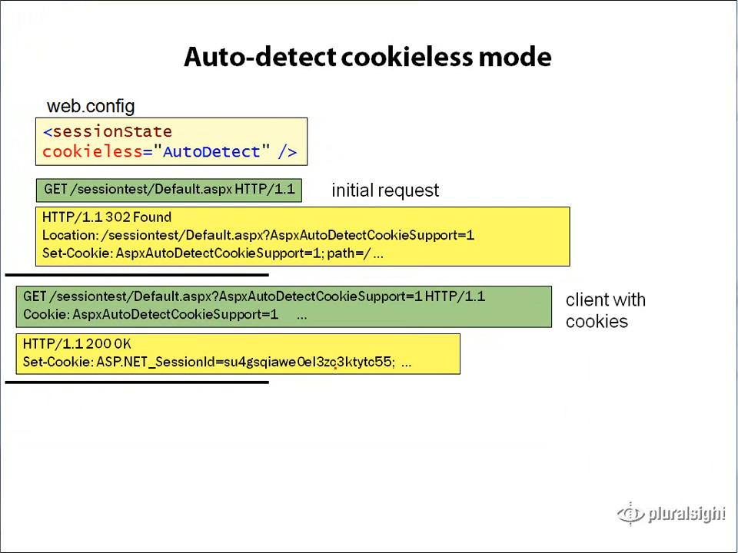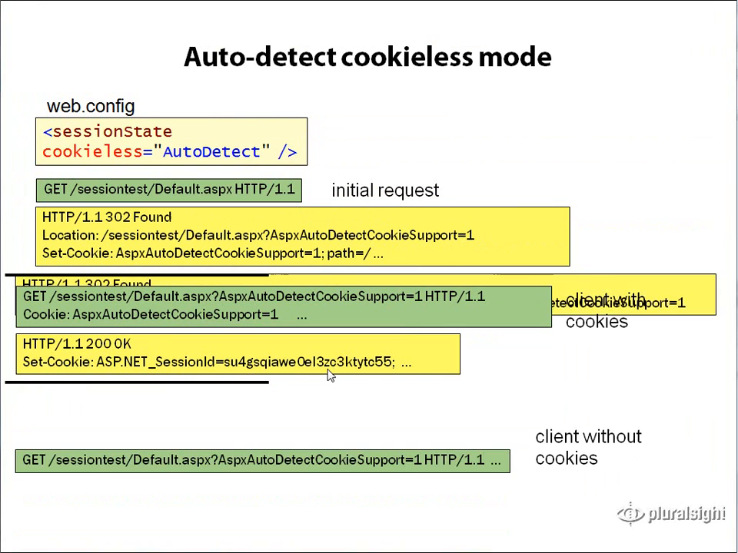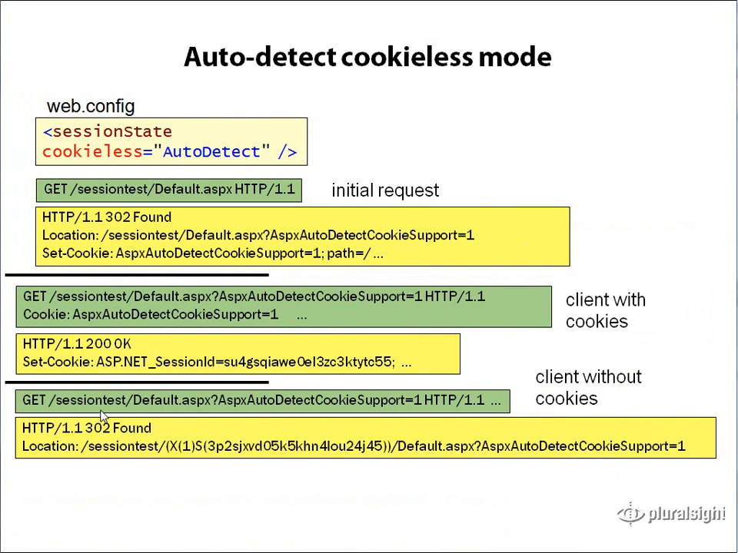On the other hand, if the client comes back with a new request that does not include the cookie, as you see in this scenario, so there's no cookie here, we're going to have to fall back on URL mangling. So we send another redirect, and this time we embed the session identifier in the URL, just like we did before. So either way, session state is going to work for the client. And we're going to prefer the cookie mode, so that's the least troublesome mode. But we will still support clients that don't have them enabled. So it's kind of the best of both worlds.